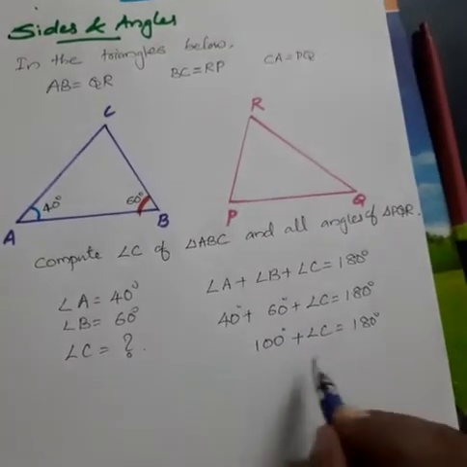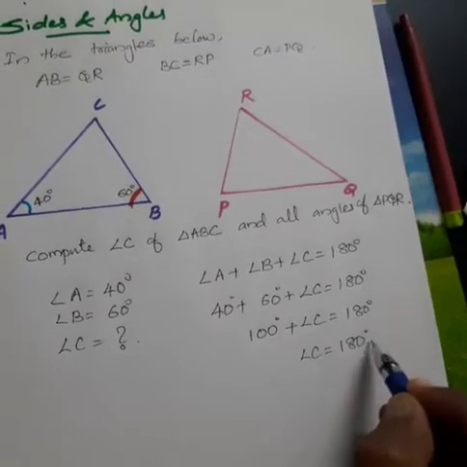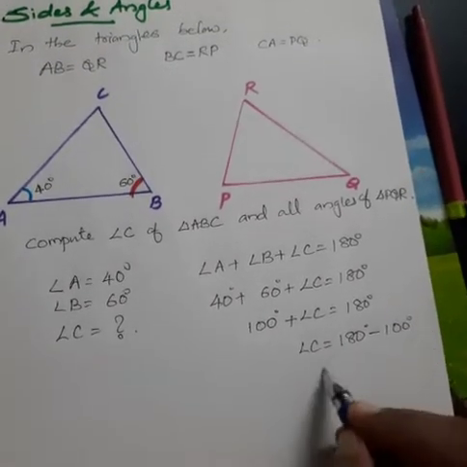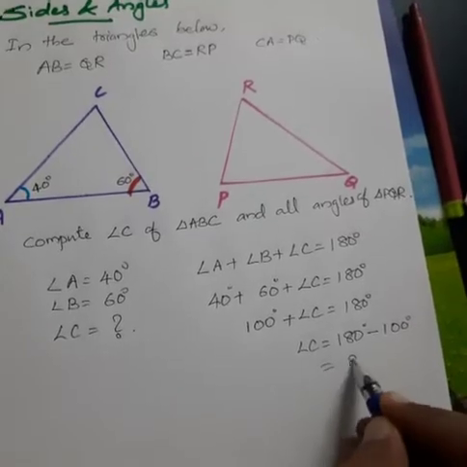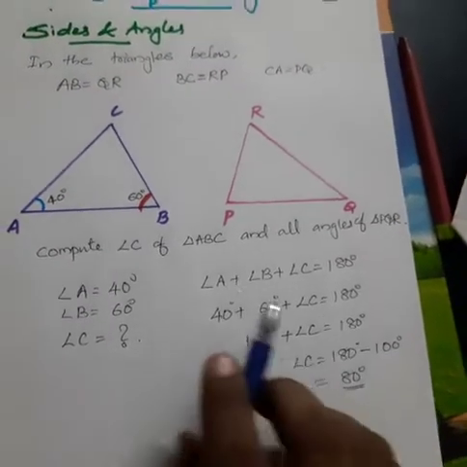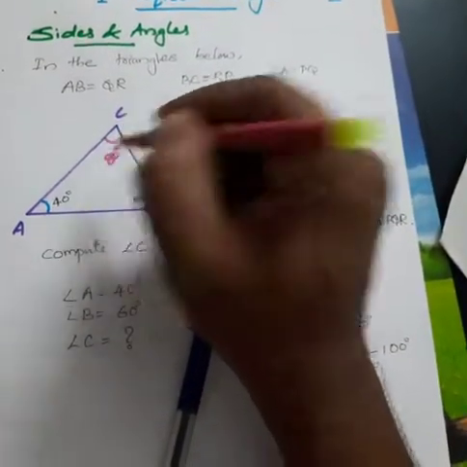Angle A is 40 degrees, angle B is 60 degrees. And angle C is how much? It is 180 minus this 100. So how much? 180 minus 100, it is 80 degrees. So you got the third angle C as 80 degrees.